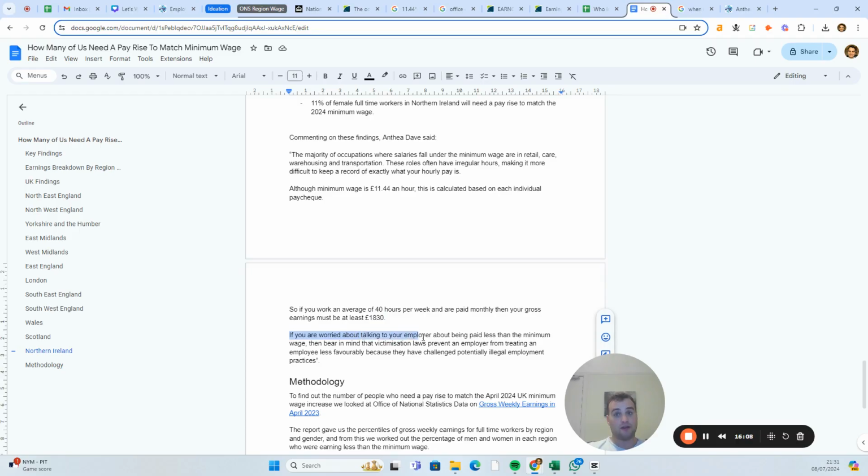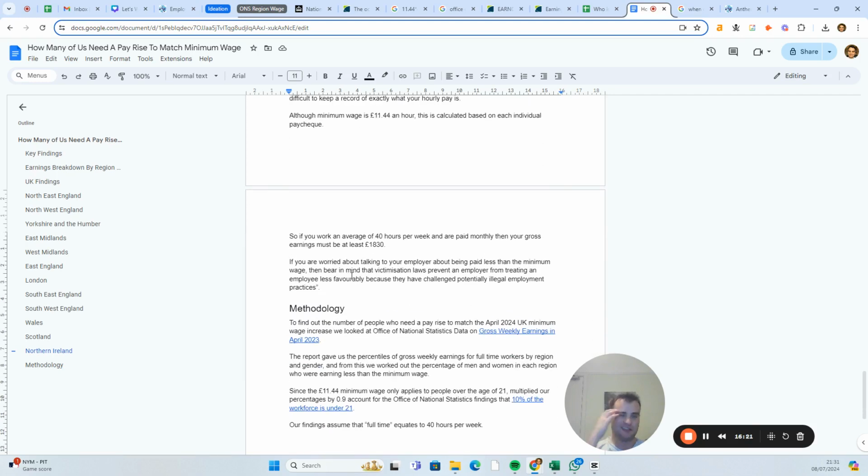If you're worried about talking to your employer about being paid less than minimum wage, then bear in mind that victimization laws prevent an employer from treating an employee less favorably because they've challenged potentially illegal employment practices. So we're just saying, don't be scared to talk to your employer about this because the law has your back. Because I think that's what the journalist wants to tell people. The journalist wants to reassure people that they are entitled to be paid minimum wage and that they can challenge their employer on this. Again, we're going for quite a populist type angle.